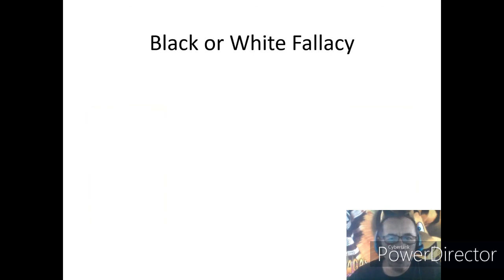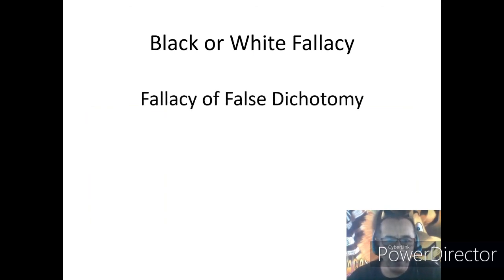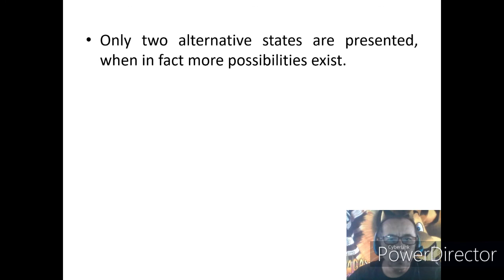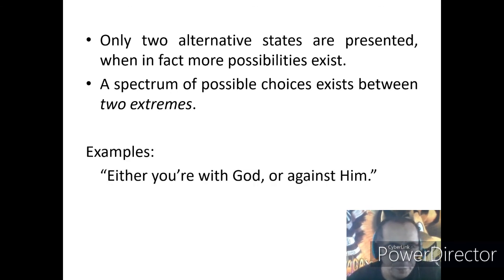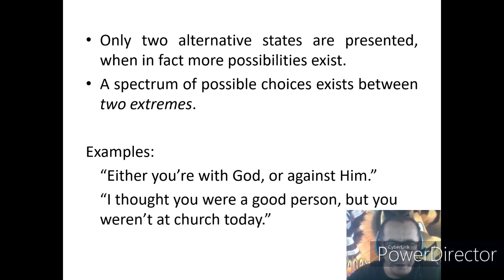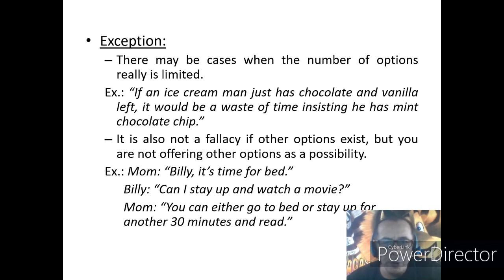Next is the black or white fallacy, or the fallacy of false dichotomy, or false dilemma. Only two alternative states are presented, when in fact more possibilities exist. A spectrum of possible choices exists between two extremes. Example, either you're with God or against Him, or I thought you were a good person, but you weren't at the church. Exception, there may be cases when the number of options really is limited. Example, if an ice cream man just has chocolate and vanilla left, it would be a waste of time insisting that he has mint chocolate chip.